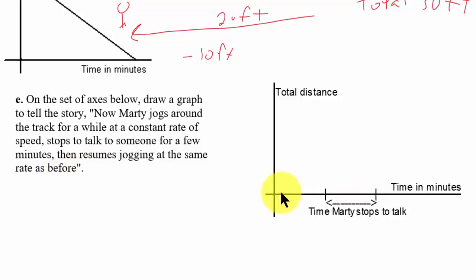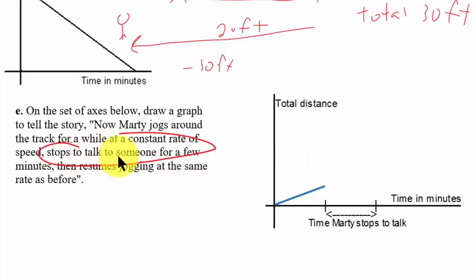Okay, so the first part, he jogs around the track for a while at a constant rate of speed. The constant rate means it's a straight line and it's going to be increasing. So my line might look something like this, right? It's rising from left to right. It's a straight line. Then the second part, Marty stops to talk to someone for a few minutes.